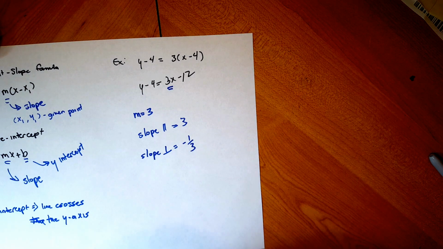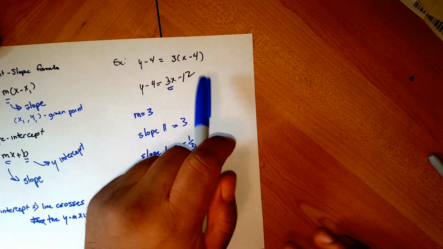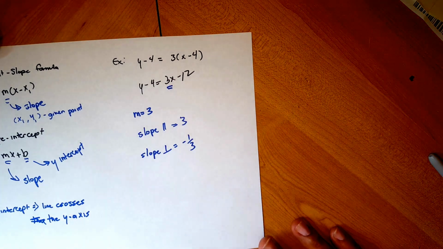So what we're looking for when we have an equation is the coefficient of x, coefficient being that big number in front of the x variable. When we see something like this, just make sure to distribute all the way through. Otherwise, just take our coefficient and we're good.